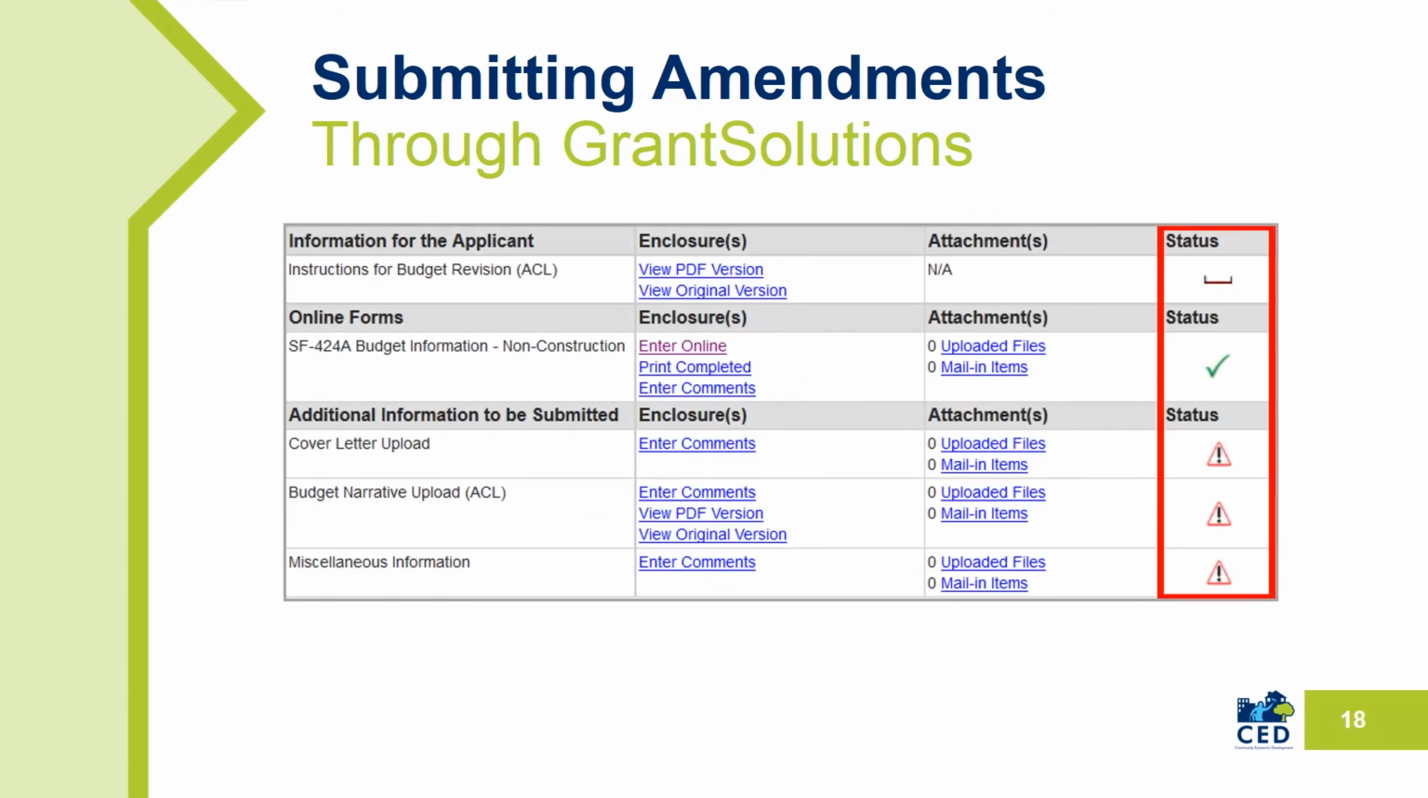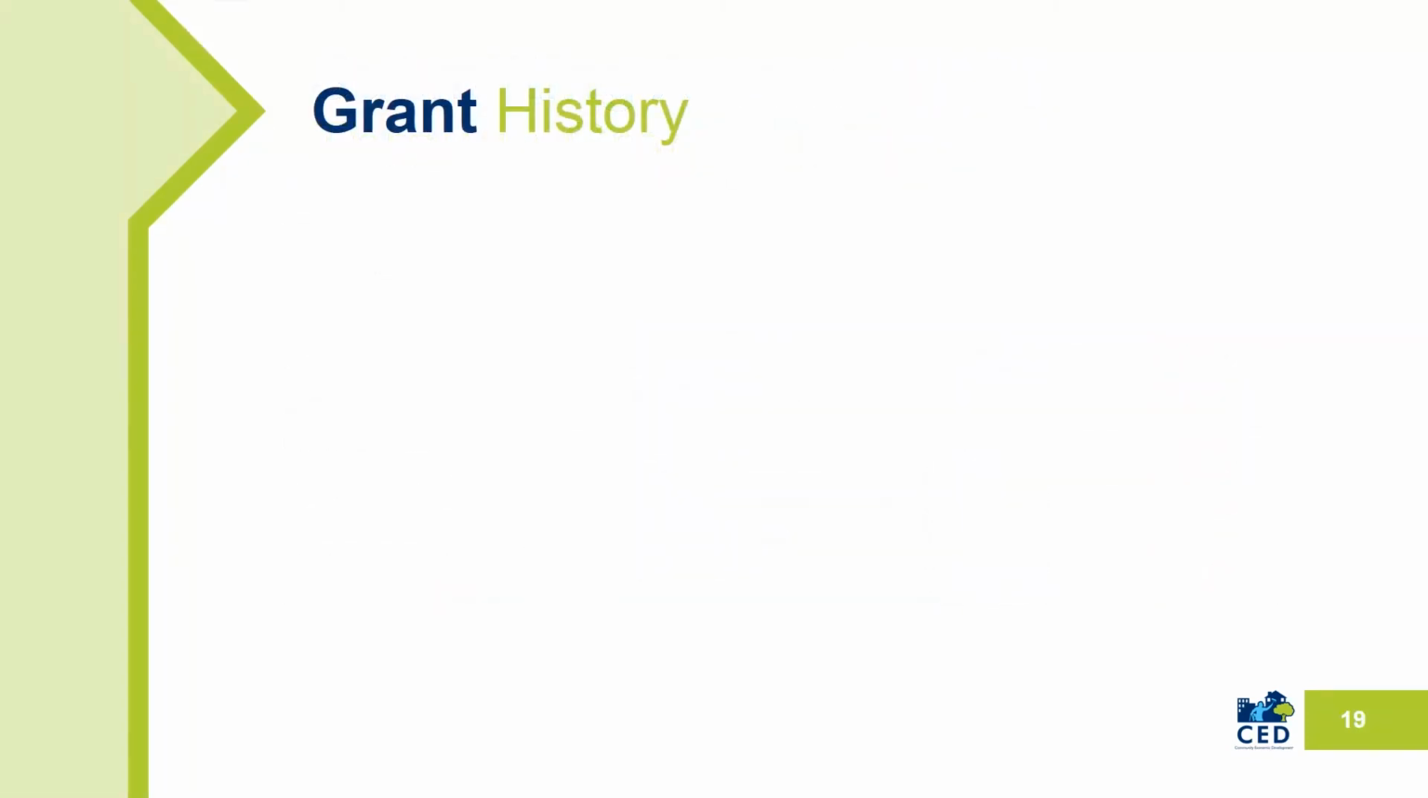The screenshot shown on this slide is an example of a checklist that is not yet complete. In the status column all the way to the right, you'll notice the warning messages for 3 forms that need to be completed before the budget revision amendment can be completed successfully. During this process of submitting an amendment, we strongly encourage you to reach out to your program specialist or grants management specialist if you have any questions or do not understand why you are receiving an error message on a certain form. Now we will go over the Grant History feature.